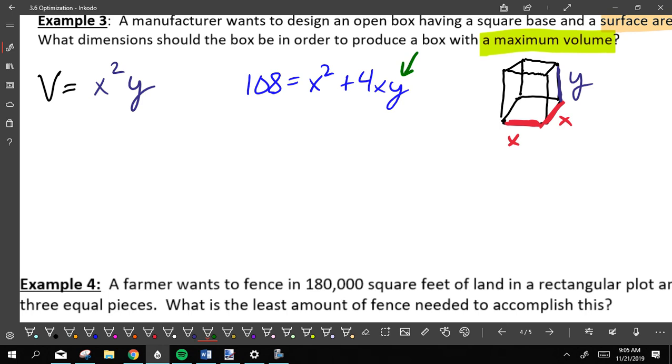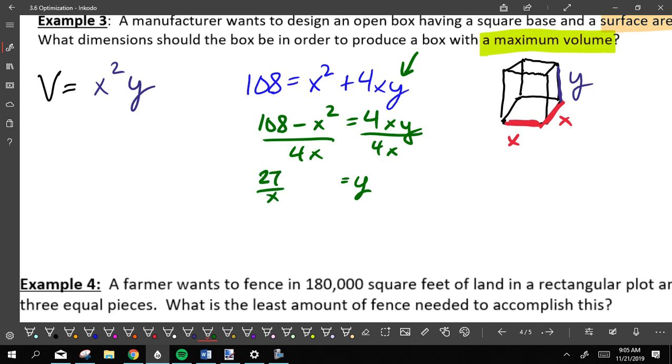So if I'm doing that, I'm subtracting x squared. I'm going to divide by 4x. So my y is going to be equal to 108 minus x squared, divided by 4x. Let's simplify that a little bit. 108 divided by 4, that's 27 over x.